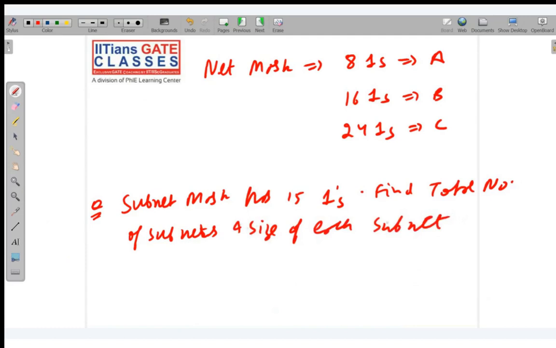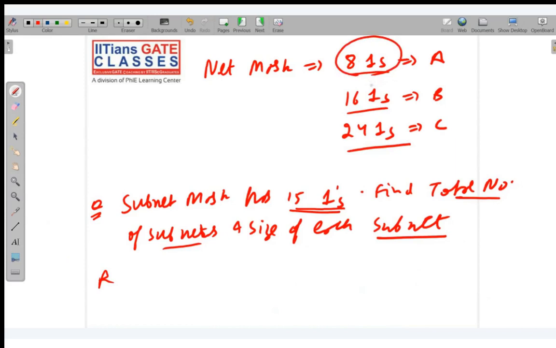How will you find first and last address? You cannot find it. I have not given you any address. I'm just giving you subnet mask. So what I'm saying is subnet mask has 15 ones. Find total number of subnets and size of each subnet. This is the question. So 15 ones. We should first see 8 ones, 16 ones, 24 ones. So 8 ones have been extended now. How many bits have you borrowed? 7 bits you have borrowed.